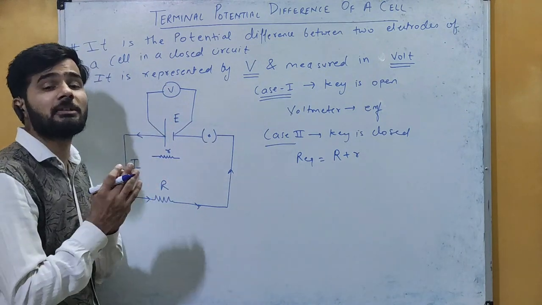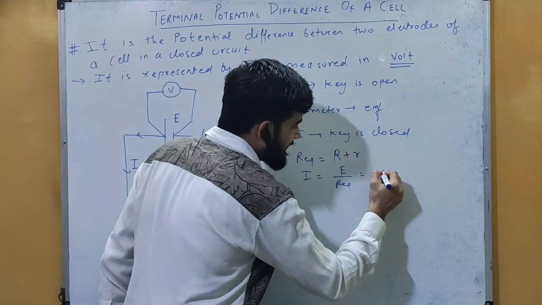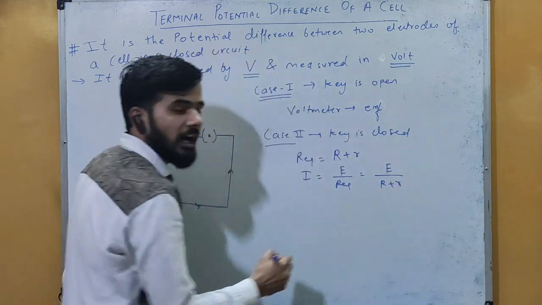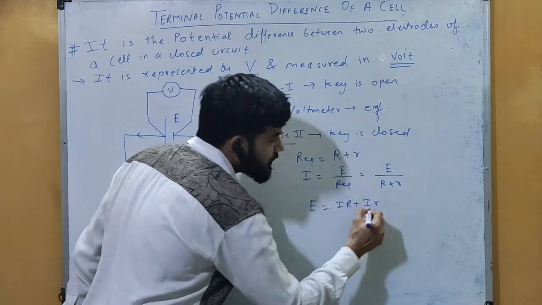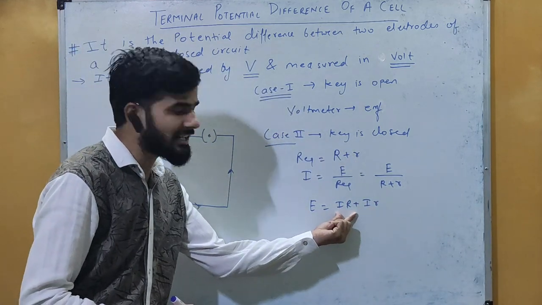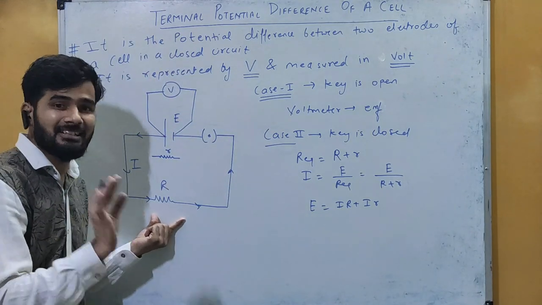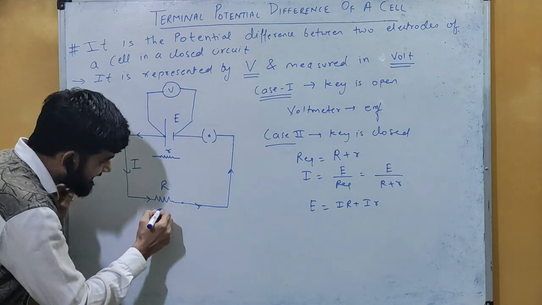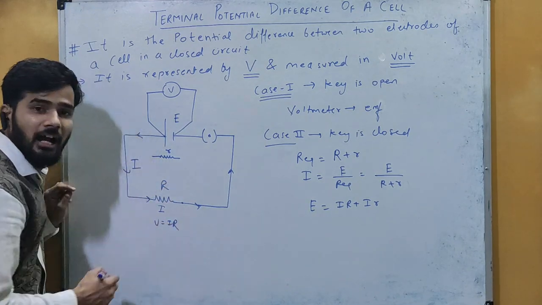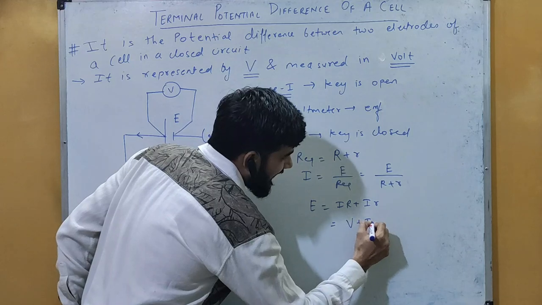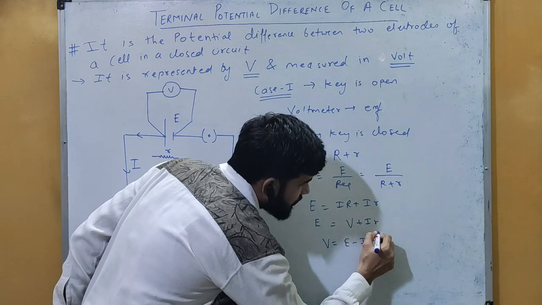Okay, now in that case, what will be the total current? I can write I is equals to E by R equivalent. So I can write that is equals to E by R plus r. Okay, so here I can write this capital E is equals to I into capital R plus I into small r. Okay, now this capital I into capital R, this is equals to the potential difference which is across the external resistance. Matlab yahan par ye jo external resistance hai, iske andar current kitna hai? I. And the product of current and resistance, that is the V. V is equals to I R. Okay, so at this place I can write V plus I into r, this is equals to E. So I can write this V is equals to E minus I into r.